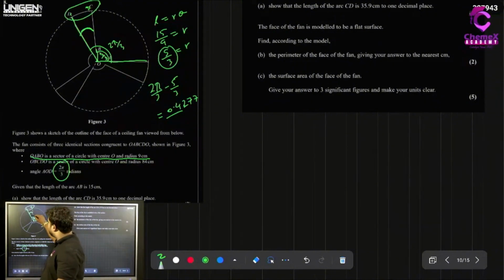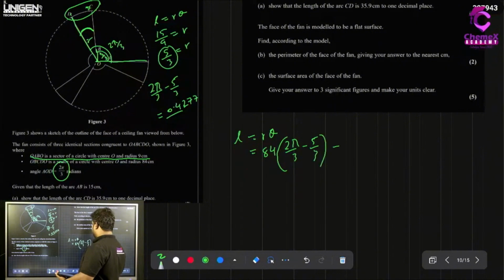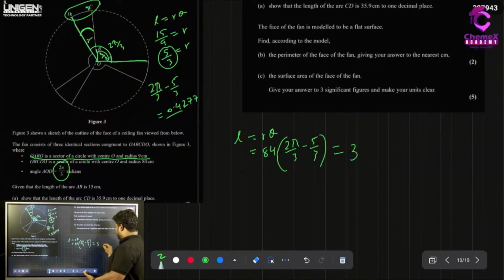Now, after that only you can find the CD. Why? We know now this angle, 0.4277. Then L equals R theta. So what's R? R is given as 84. So 84 times, if I take the exact answer, 2 pi over 3 minus 5 over 3, you get 35.9 centimeters. That's how I found it. Any questions? Vivek, Aman and Anand.